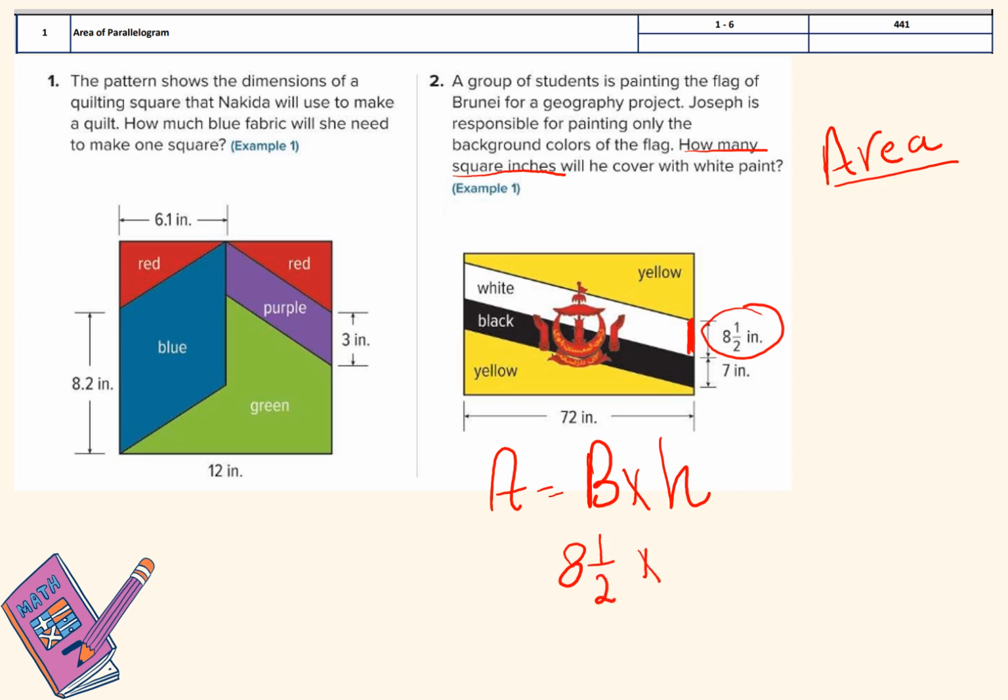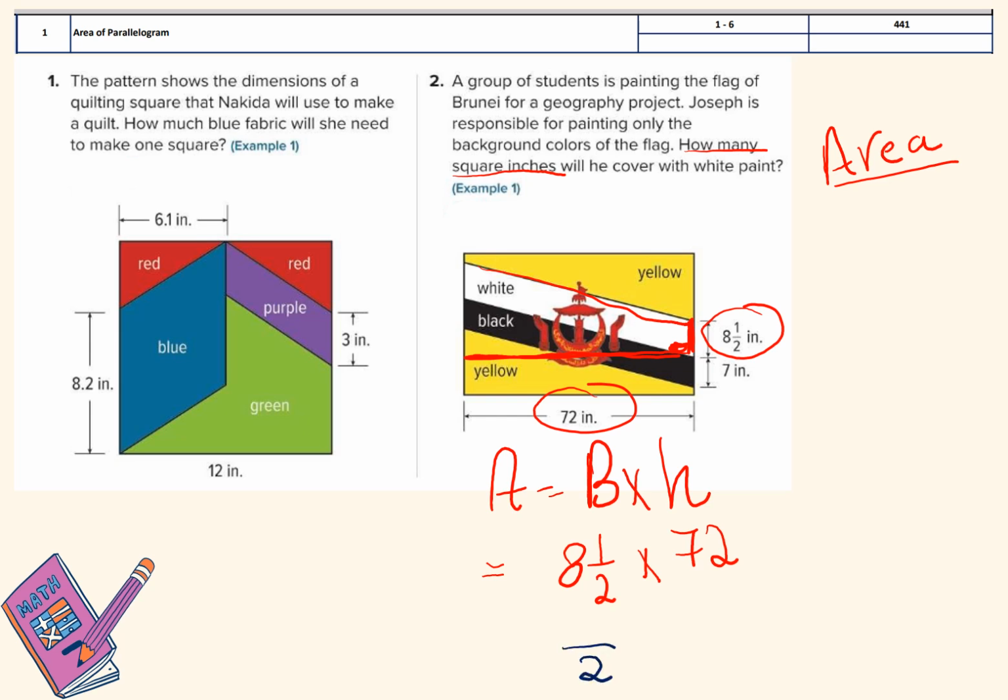And the height is the perpendicular distance. The height always is the perpendicular distance on the base. So for sure it's not that side. So this is the perpendicular measure, which is 72. So as you see here, we have a mixed number. It is easier to change it to a fraction. You can also change it to a decimal if you wish. But I prefer to change it to a fraction this way.